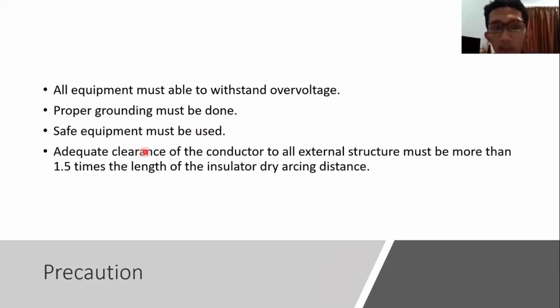The last one is that the adequate clearance from the conductor to all grounded structures must be more than 1.5 times the length of the insulator direct arcing distance. This is to avoid any flashover between the conductor and the insulator, and between the conductor, insulator, and other equipment.